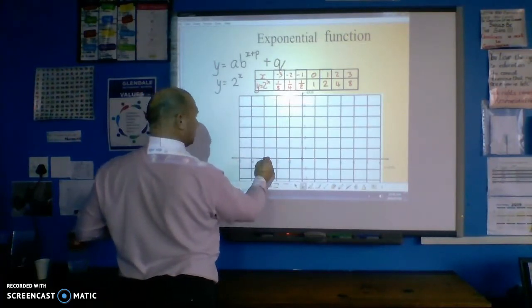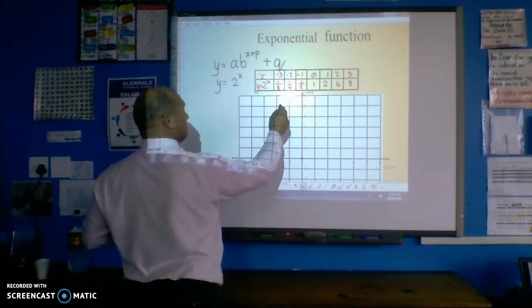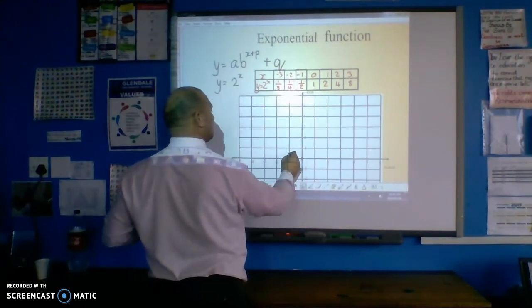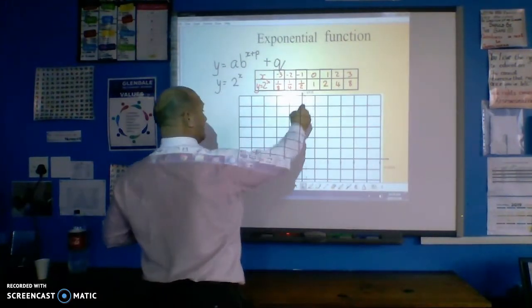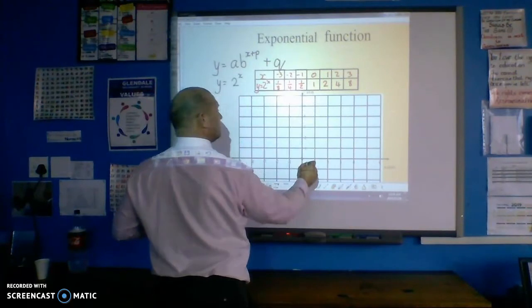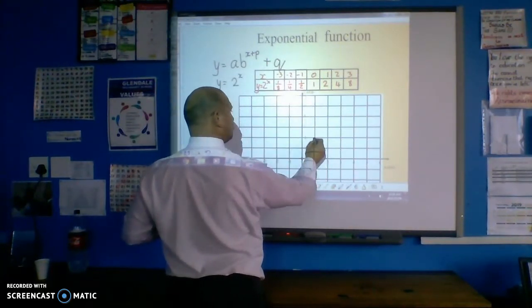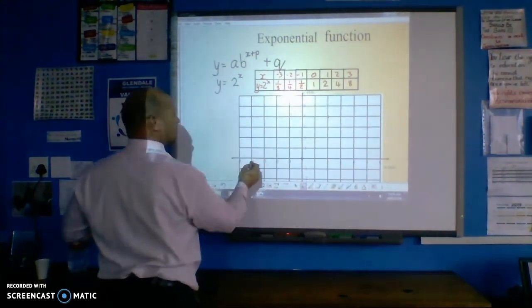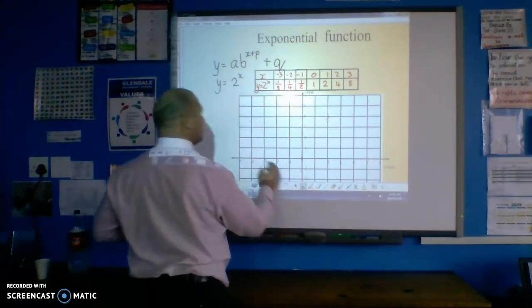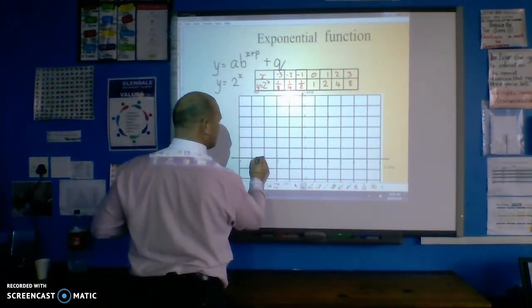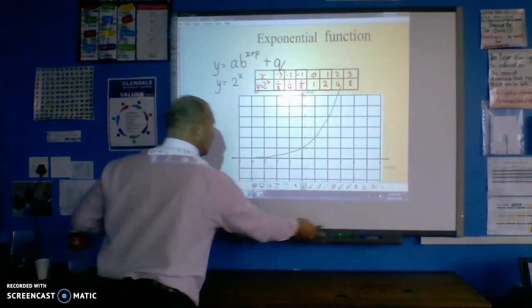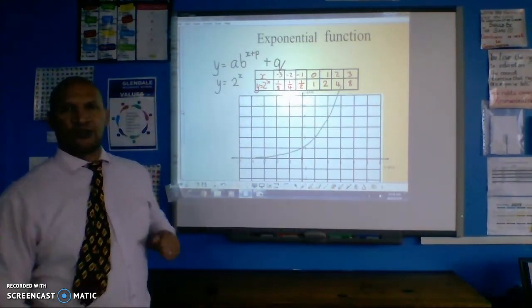And we can plot these coordinates now. At negative 3, it must be 1/8. At negative 2, it must be 1/4. At negative 1, it will be 1/2. At 0, it will be 1. At 1, it will be 2. At 2, it will be 4. And so it will continue to be 8. And we connect these dots, really drawing the graph as it doesn't touch the x-axis. And this graph continues to grow exponentially. That is how we plot and draw a graph.